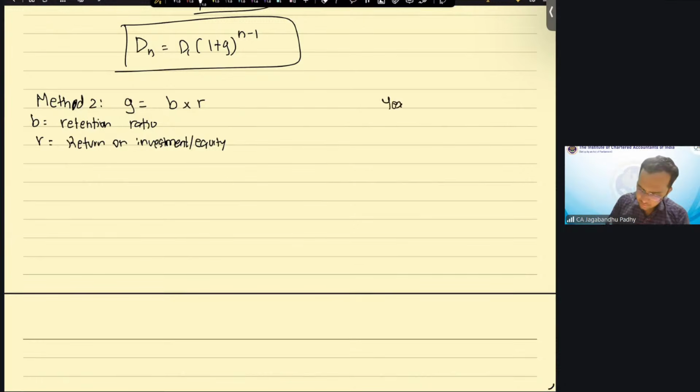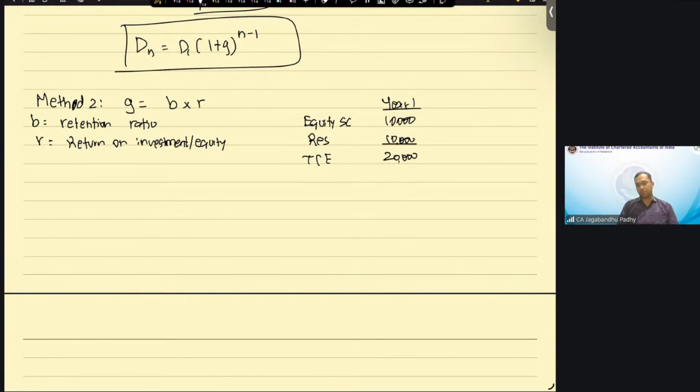Suppose we are in year one, and in year one, we have equity share capital of 10,000 and reserves of 10,000. So total capital is 20,000. Okay. So equity share capital is 10,000, reserves is 10,000. So total capital employed is 20,000.